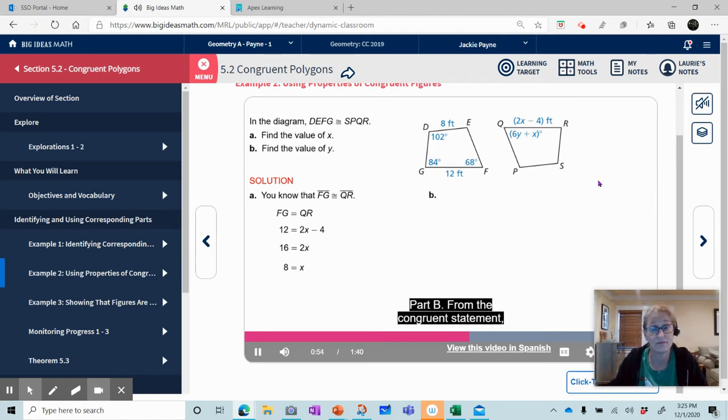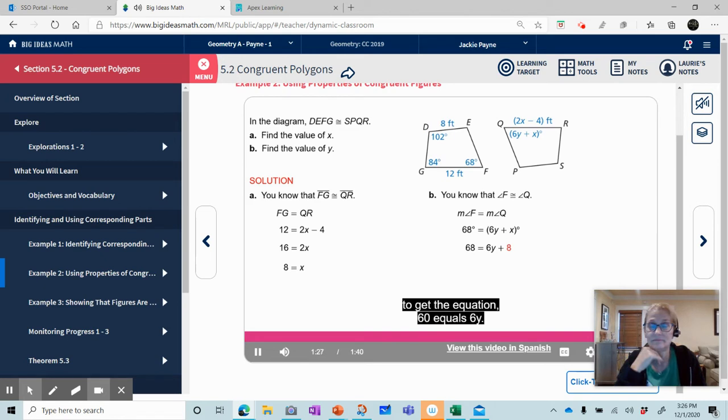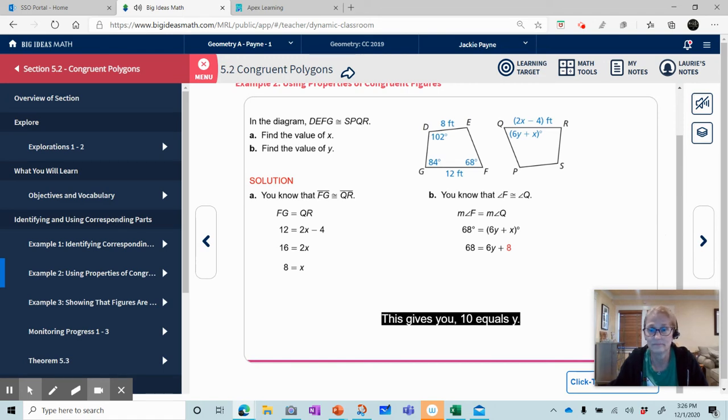Part B. Now find the y. From the congruence statement, you know that angle F is congruent to angle Q. So the measure of angle F equals the measure of angle Q. Substitute 68 degrees for the measure of angle F and the quantity 6y plus x degrees for the measure of angle Q. Now you know that x equals 8, so substitute 8 for x. Then solve for y. First subtract 8 from each side of the equation to get the equation 60 equals 6y. Then divide each side of the equation by 6. This gives you 10 equals y. So the value of y is 10.